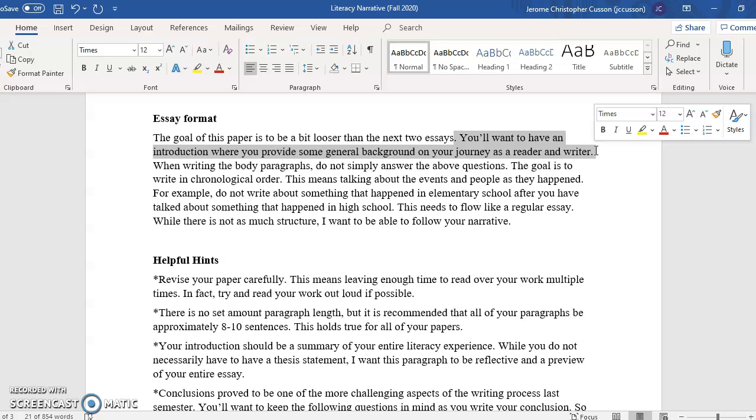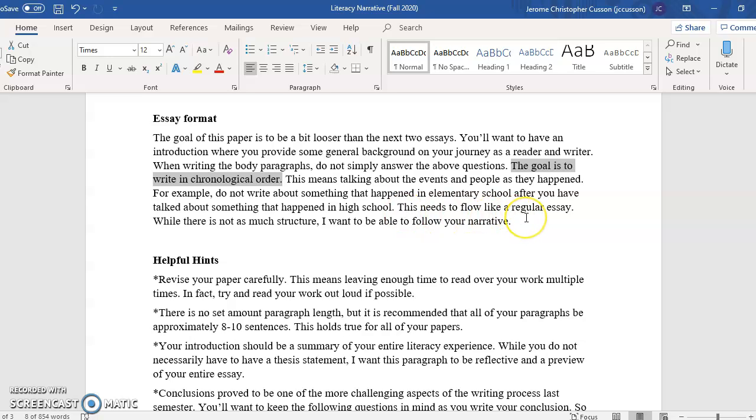So that's what you're focusing on in your intro, is just providing that background, the summary of your experiences. When writing the body paragraphs, do not simply answer the above questions. The goal is to write in chronological order. Okay? That's very important. You need to write in chronological order.